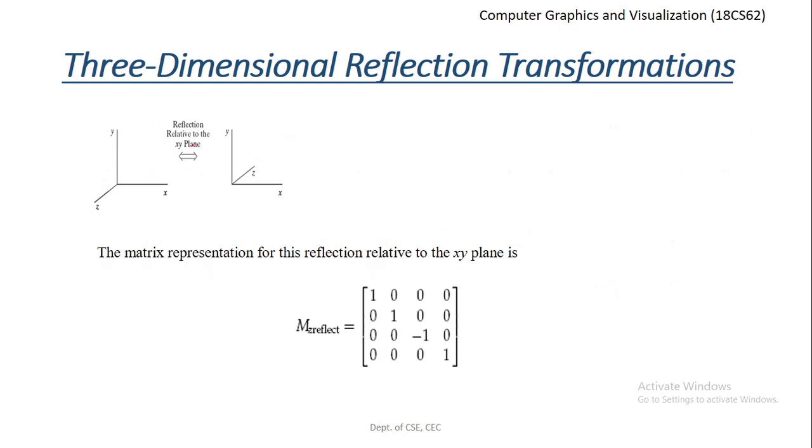So this is an example for reflection relative to the xy plane. Whenever we are performing the reflection with respect to the xy plane, the xy plane acts like a mirror, and the z-axis value will be converted to the opposite value, the negative value, right? So reflection with respect to the xy plane causes the z coordinate value to be converted into negative values.